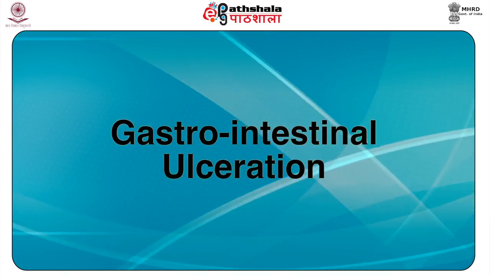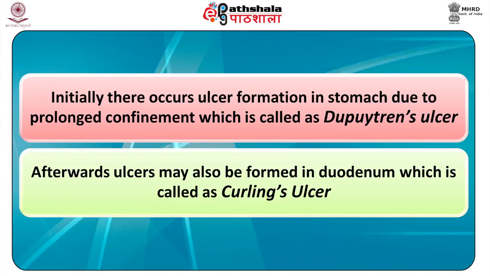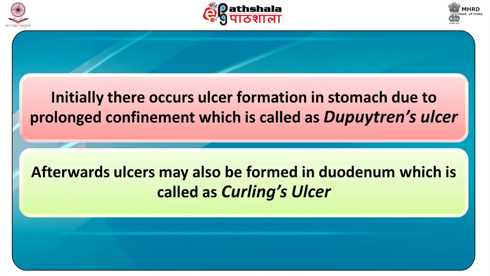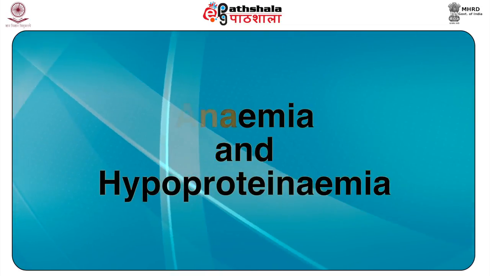Then gastrointestinal ulceration. Initially, there occurs ulcer formation in the stomach due to prolonged confinement, and this is called Dupuytren's ulcer. Afterwards, ulcers may also be formed in the duodenum, which is called Curling's ulcer. And these are basically the late complications of burn injuries produced as a result of local stress as well as local ischemia, and the person may succumb to death when there occurs uncontrollable bleeding from these ulcers. Then anemia and hypoproteinemia. The victim may die even after weeks as these complications develop over a period of time.